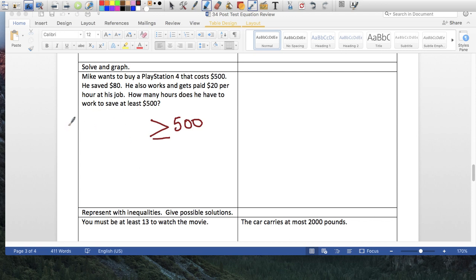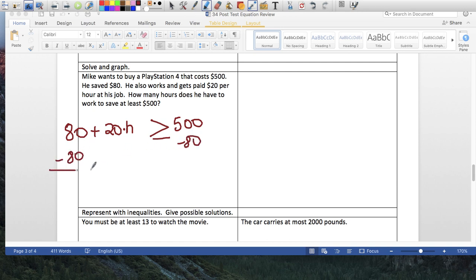So we can write the 80 first. He already has $80 saved up. So he needs the $80 plus all that time he's going to be working, $20 per hour. Okay, so $20 per hour plus the 80 that he already has to be greater than or equal to 500. So how many hours does he need to work to get that? So minus 80.